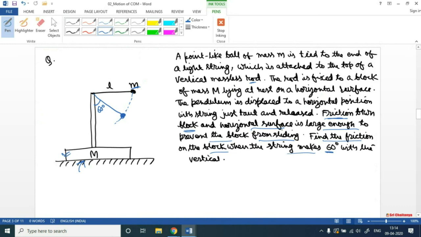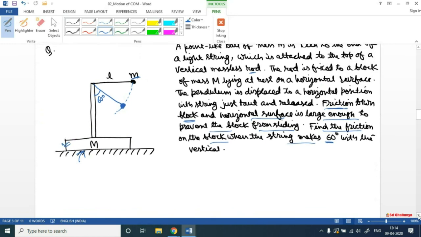So acceleration of center of mass, and since we are looking for the frictional force, and friction on this block is going to act along the horizontal direction, we will be looking for the horizontal component of the acceleration of center of mass, and the only external force in the horizontal direction would be friction. So friction would be total mass of the system times acceleration of center of mass along the horizontal direction. So that is our intent, that is our approach to solve this question.